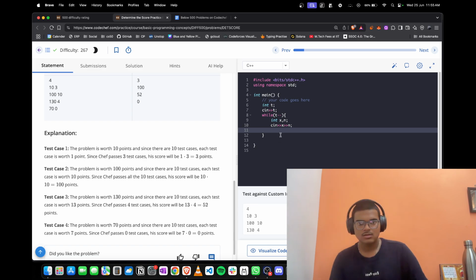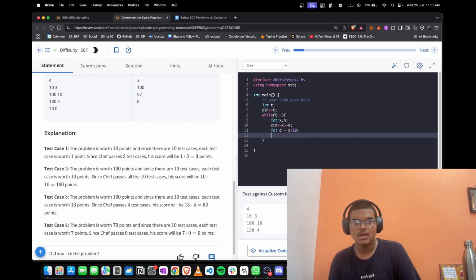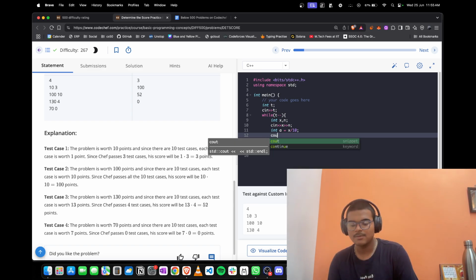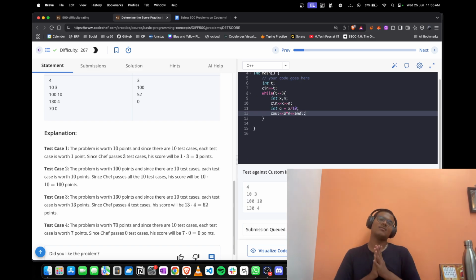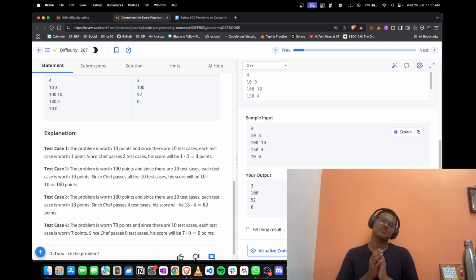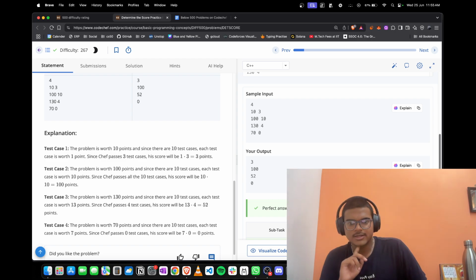Yeah. So we will make a new integer a where we will divide x by 10, and then this a will be multiplied with the number of test cases, basically n. I think this will be the answer. Easy. Cool.